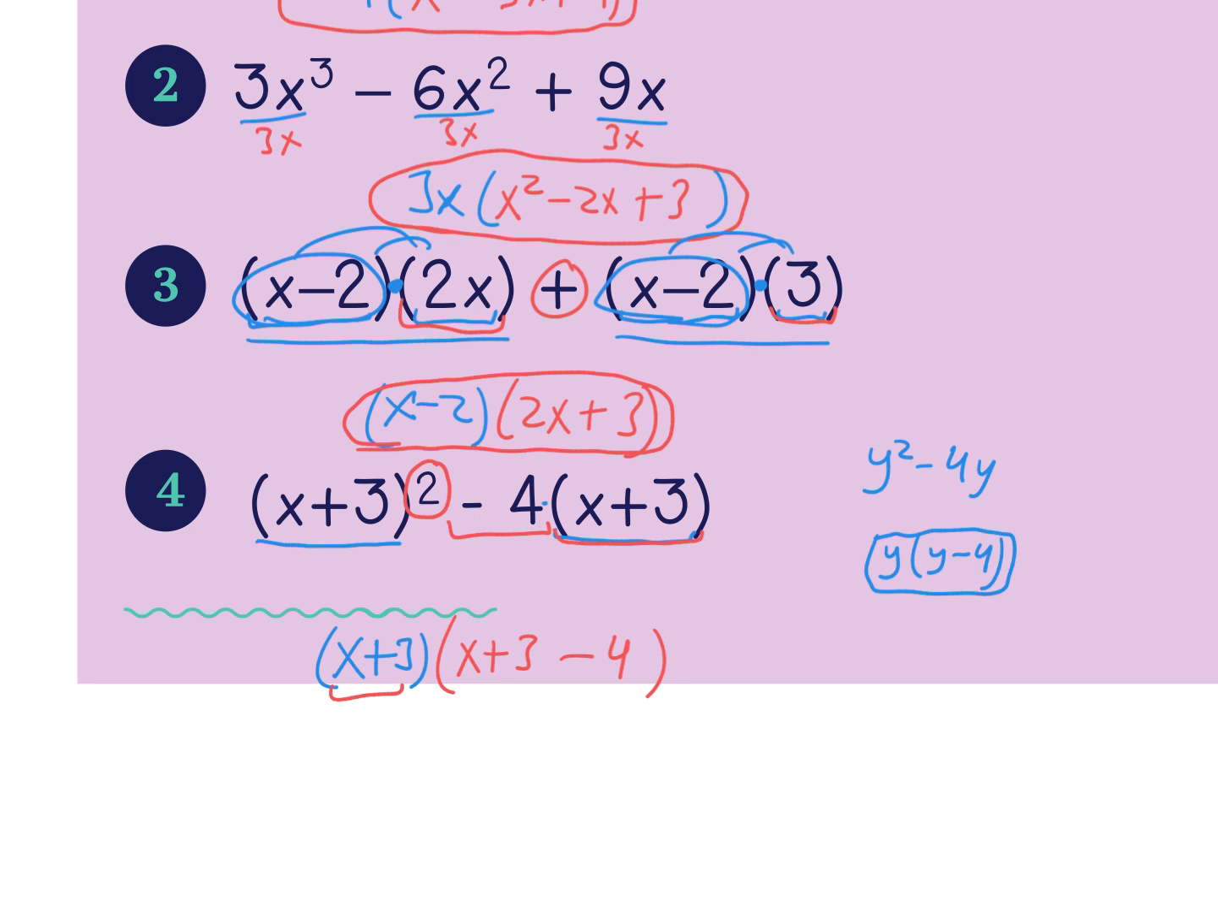And then lastly, what you would do is you would combine like terms. So it's going to be an x plus 3 times, right, 3 minus 4 is going to get me a negative 1. So x minus 1.